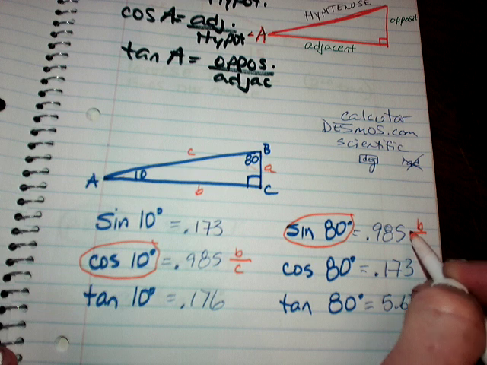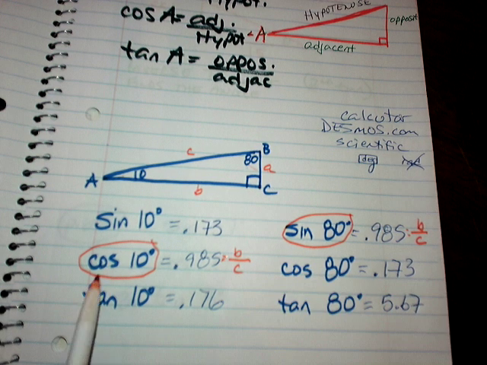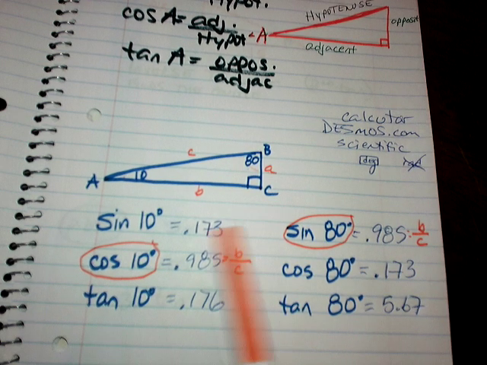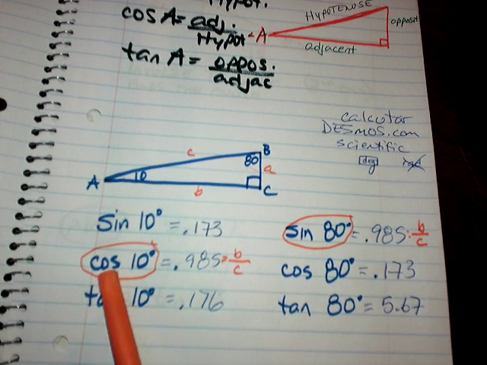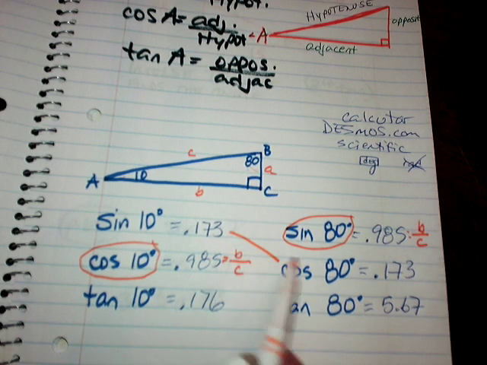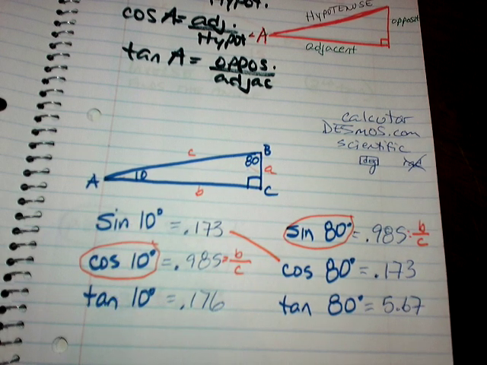So you see it's relative. The cosine of a 10-degree angle is not equal to the cosine of an 80-degree angle. And in fact, in this case, they're the same ratio. The cosine of a 10-degree angle is the sine of an 80-degree angle, and similarly for the sine and cosine in the other direction as well.